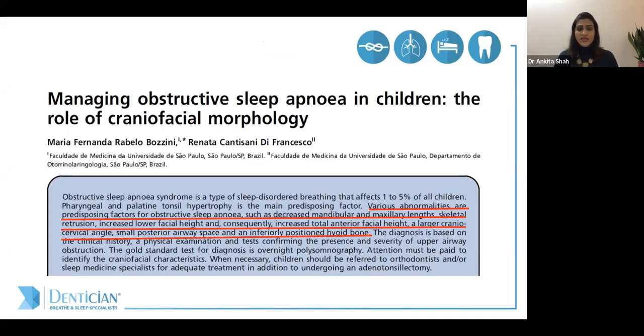This is another interesting paper. Now, they found certain risk factors. What kind of risk factors in the craniofacial morphology are responsible for SDB? And they found that there could be a decrease in the maxillary and mandibular lengths. There could be a downward and backward placing jaw. There could be a forward neck posture. They saw an increase in the anterior facial height. There could also be an inferiorly positioned hyoid bone. And the posterior airway space is relatively smaller.